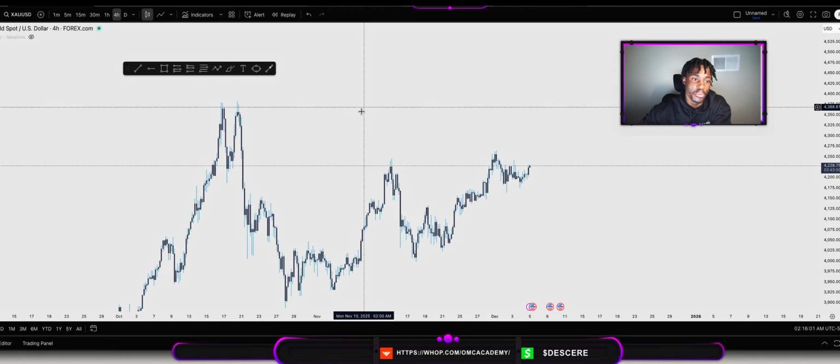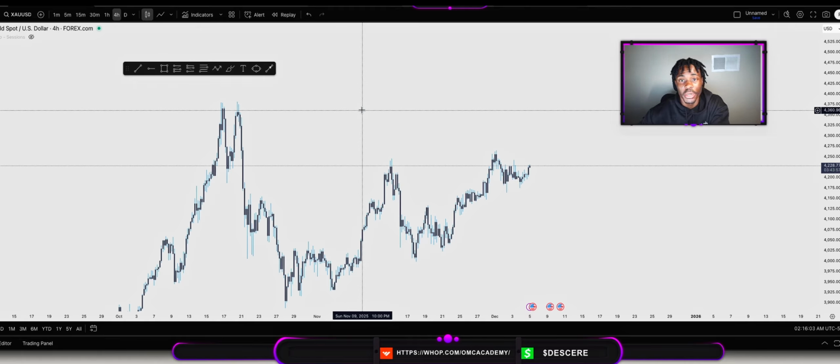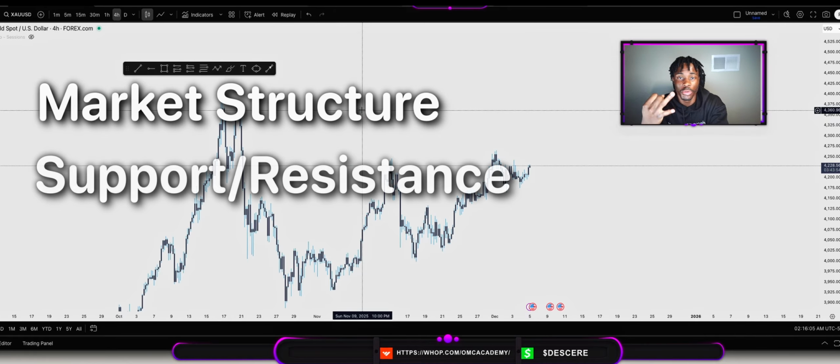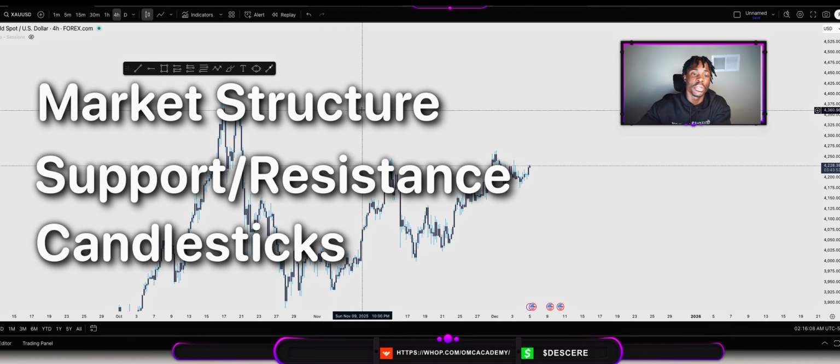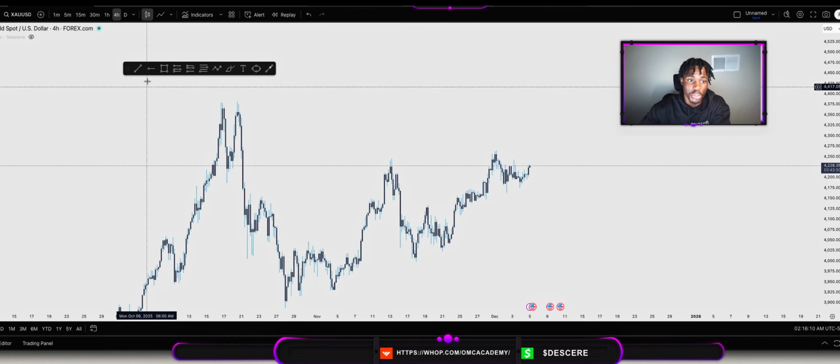So this is what I mean, right? The three components of my trading are market structure, support resistance, and candlesticks. So what I did was I started off with support resistance.